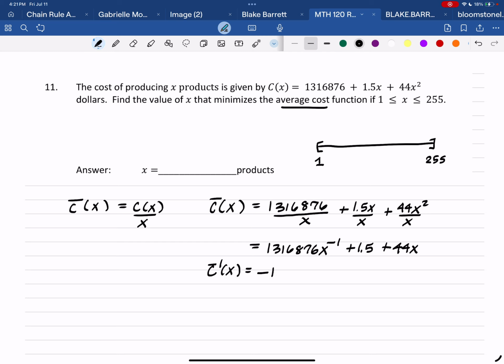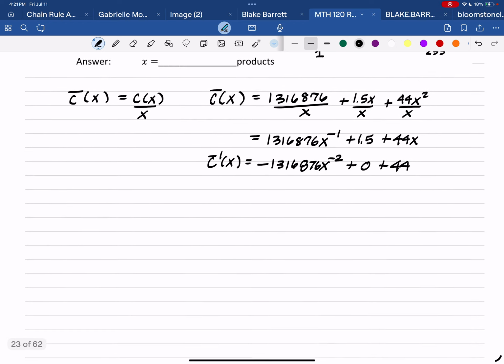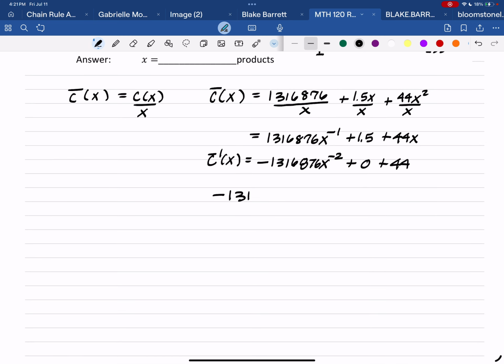So C bar prime is going to be negative 1,316,876x to the negative 2 plus 0 plus 44. Now we set that equal to 0. And I'm going to go ahead and write it with a positive exponent. Negative 1,316,876 over x squared plus 44 is 0. So negative 1,316,876 over x squared is negative 44.